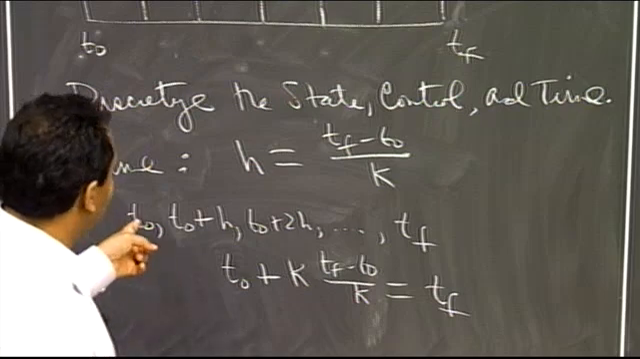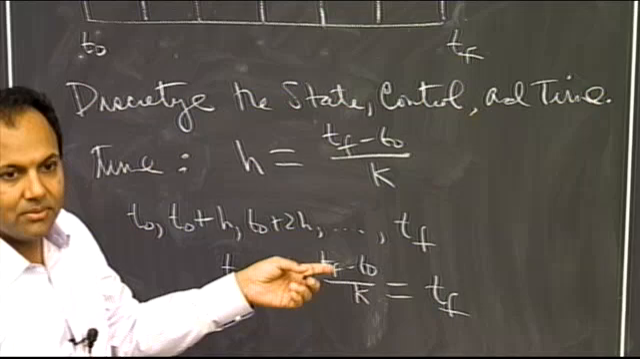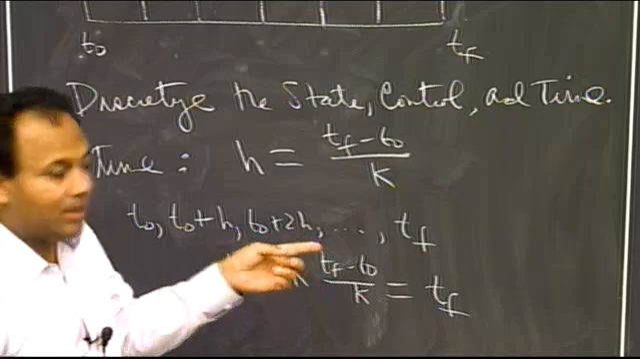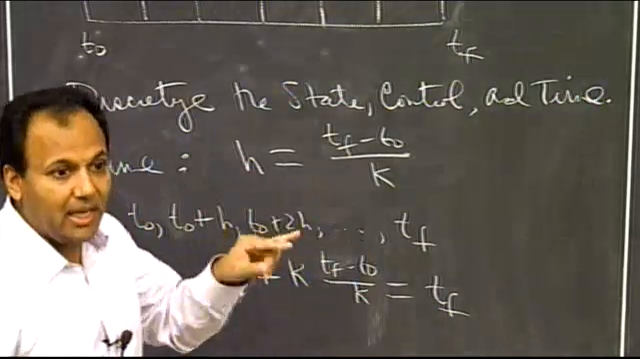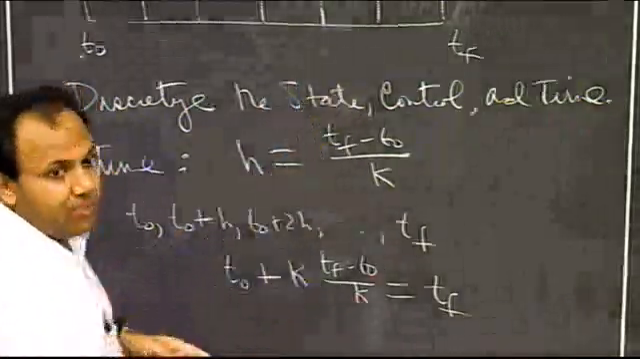I'm going from 0 up to k. How many do I have? You have k plus 1 intervals, right? Well, you got k plus 1 points. You've got k intervals, but it consists of k plus 1 points.